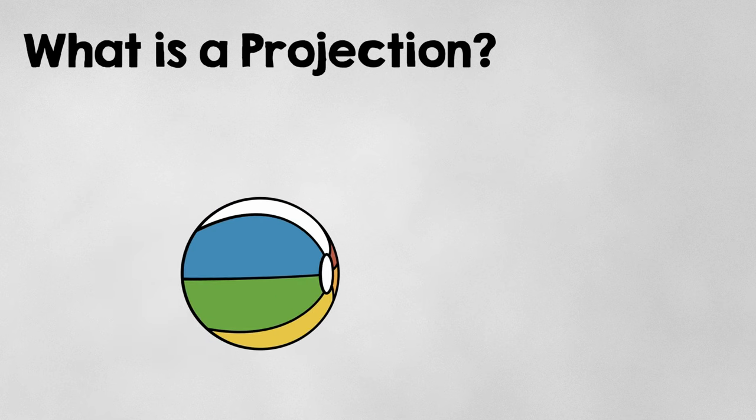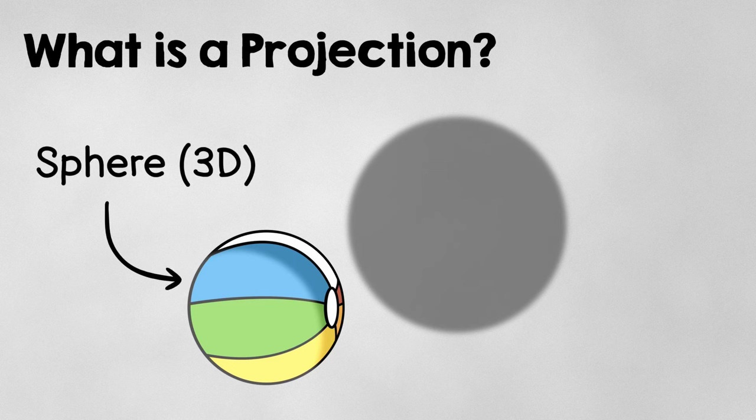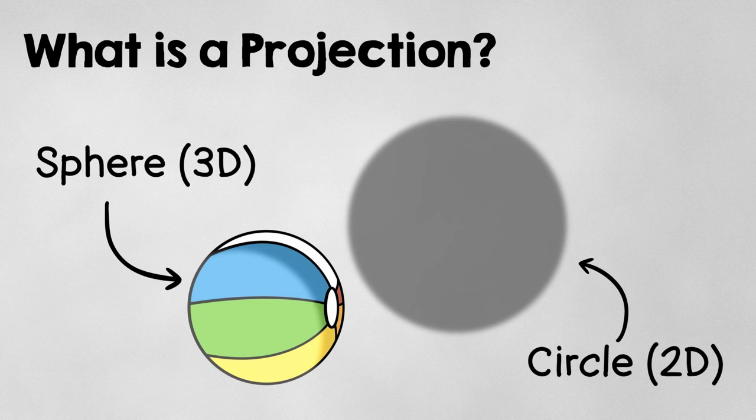So what in the world does that mean? Okay, think of it this way. When you shine a light on a beach ball, you see a shadow of that beach ball on the wall. And the ball itself is a three-dimensional sphere, but the shadow on the wall is a projection. It's just a flat two-dimensional circle. It looks kind of similar to the ball, but it's kind of lost some of its depth. A type projection is kind of a similar idea.